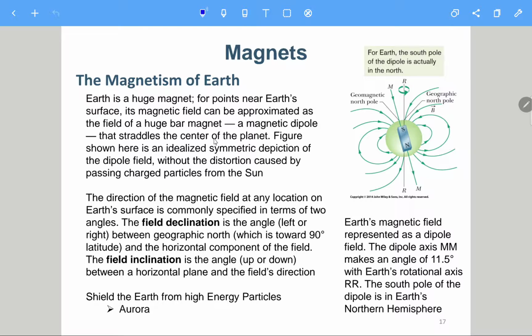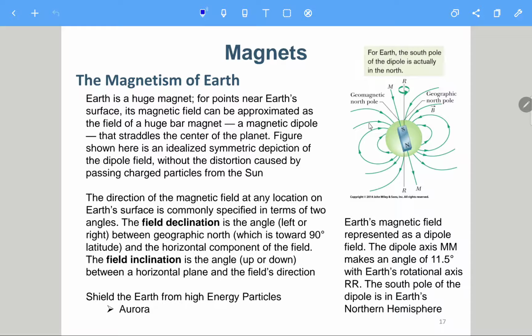But we should be careful about something. For the Earth we have the geographic North Pole and geographic South Pole. This point is called the geographic North Pole or South Pole, and the Earth is rotating about this axis. This is called the North Pole, and this is the South Pole.